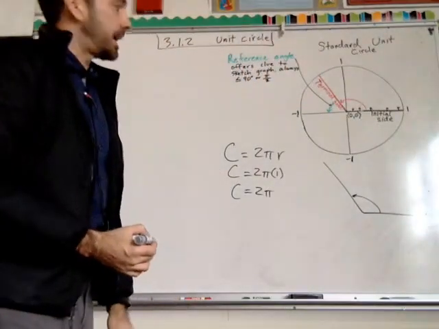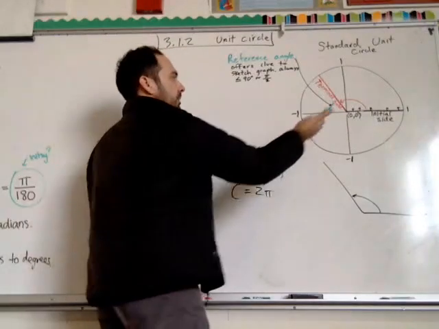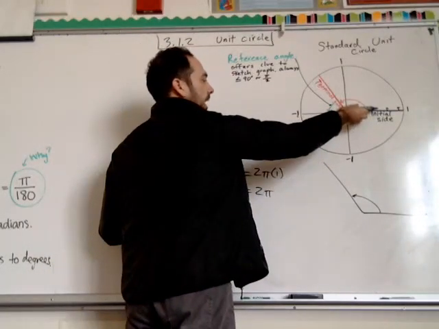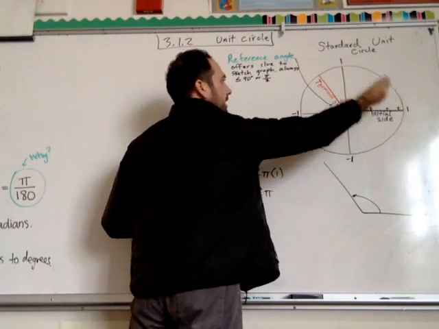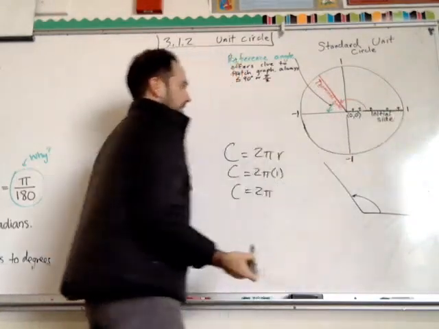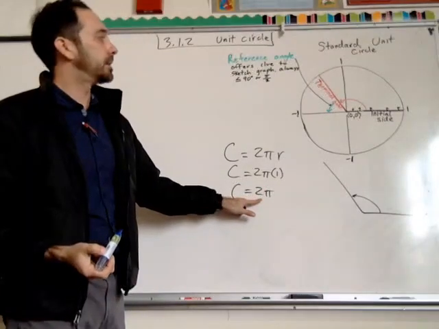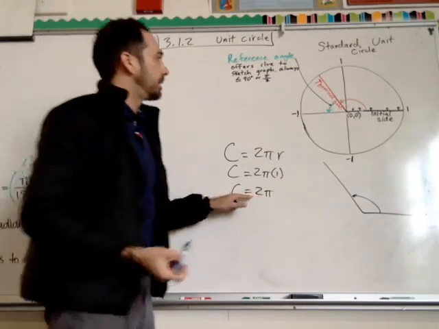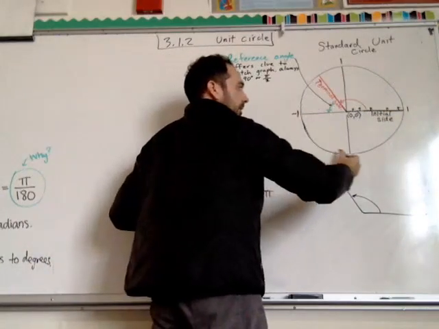So looking at that, we know that if we were to rotate around this unit circle, starting at the initial side, and we rotated all the way around, in essence, we'd be talking about the circumference. We'd be talking about the distance all the way around it. Since the radius is 1, the distance all the way around it is 2 pi. So the radian measure to get all the way around is 2 pi.